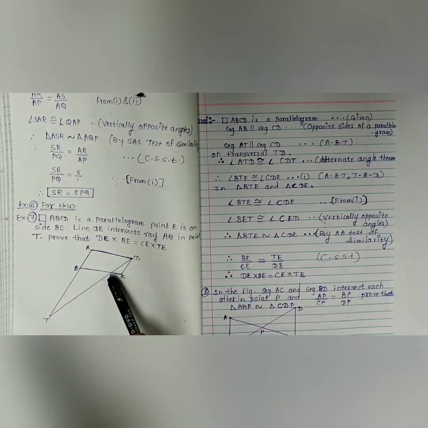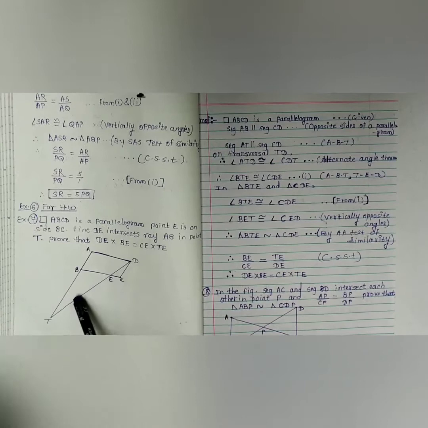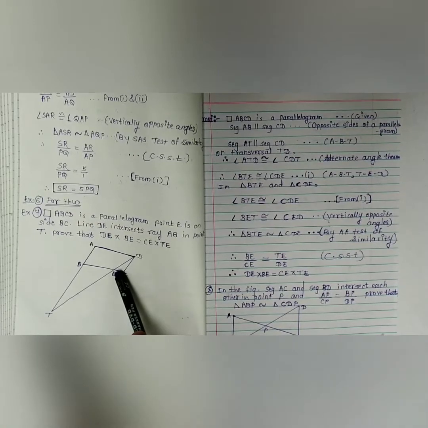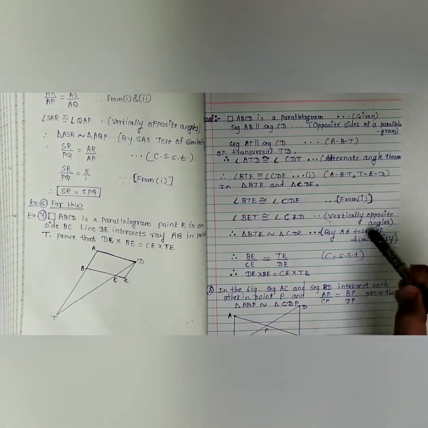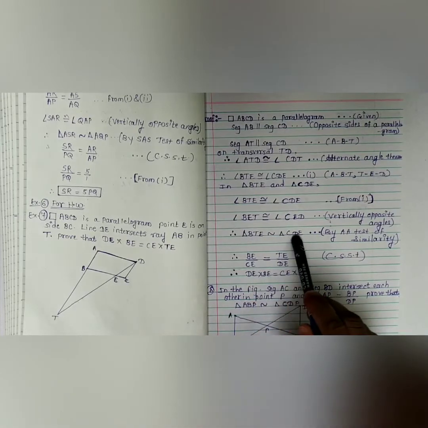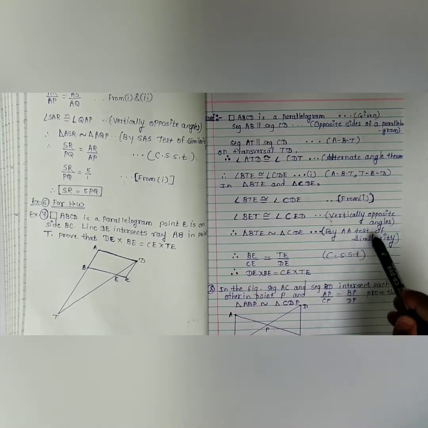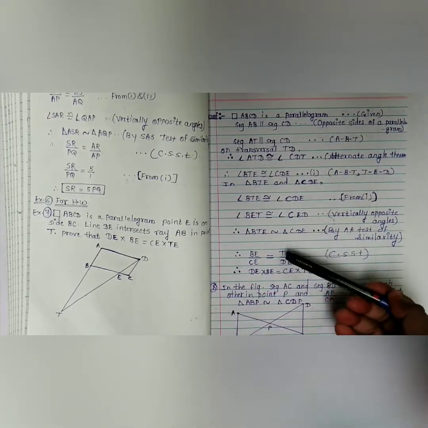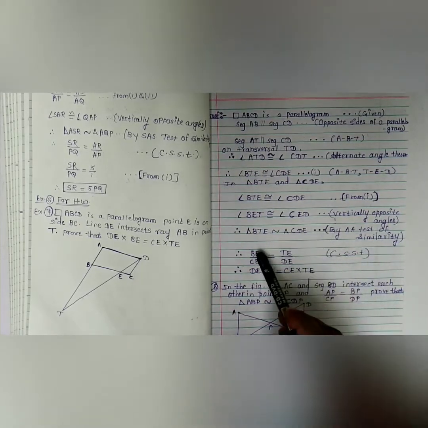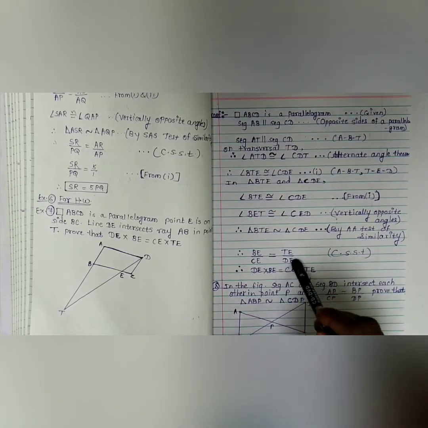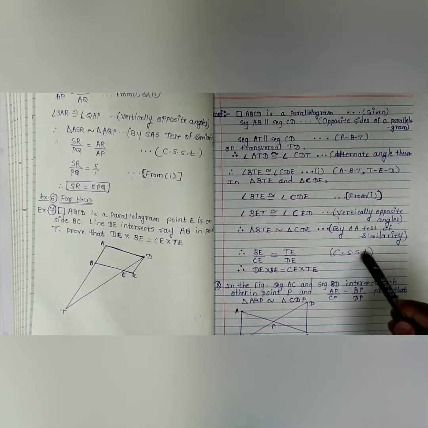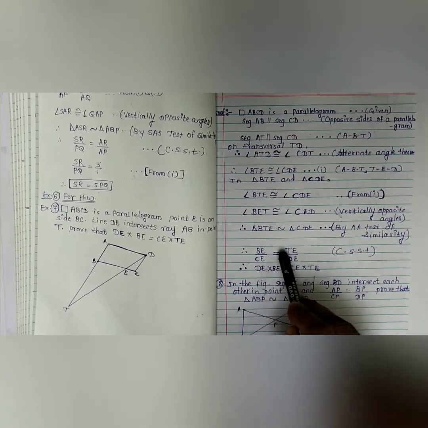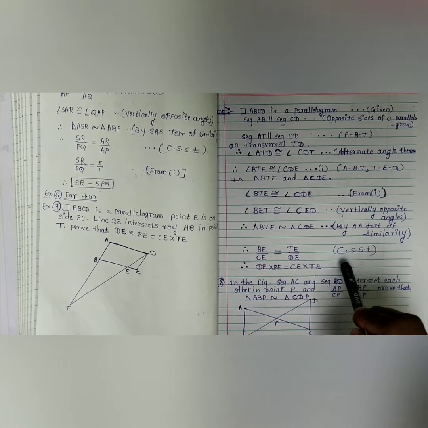See the figure. Angle BET and angle CDE, these two angles are vertically opposite angles. Two angles are congruent, therefore triangle BTE and triangle CDE are similar by the AA test of similarity, and therefore their sides are in proportion. BE upon CE is equal to TE upon DE, corresponding sides of similar triangles. Therefore, by cross multiplication, DE into BE is equal to CE into TE.